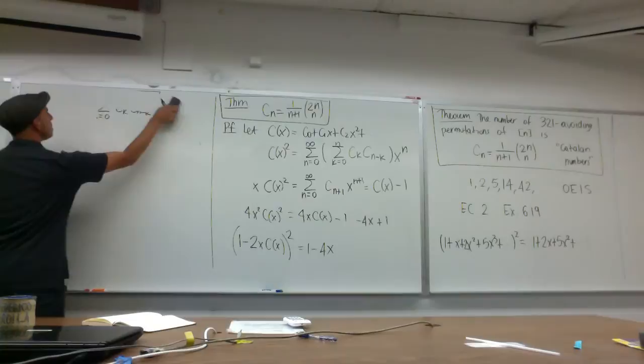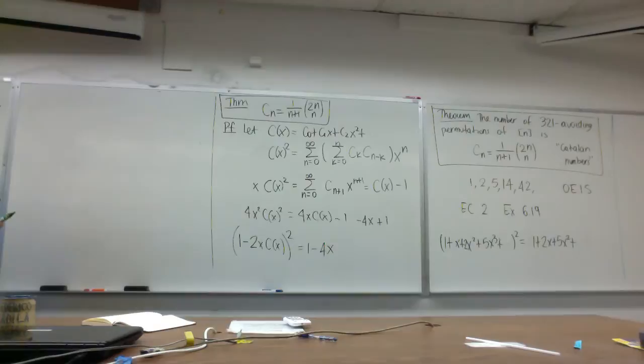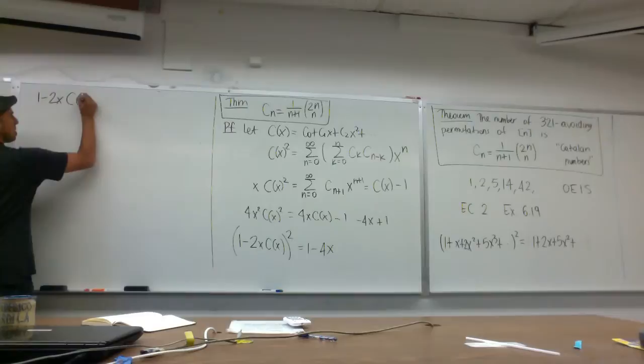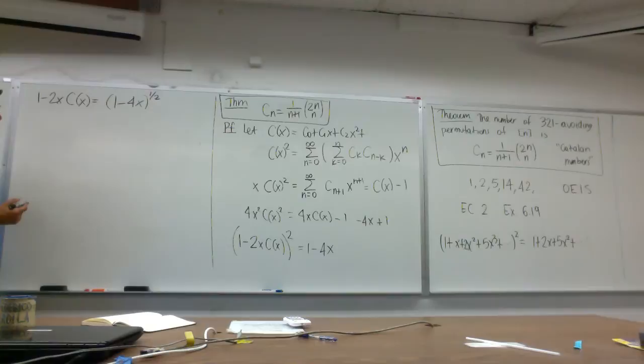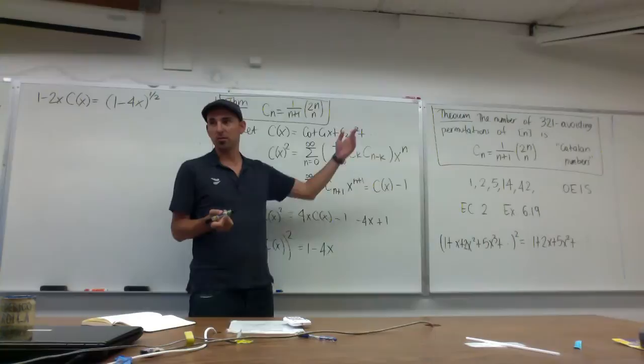Actually, this means that I can solve for C of x, right? What I get is that 1 minus 2x C of x is equal to the square root of 1 minus 4x, which is this. And that means that I found C of x, and now I just need to find the coefficients. And so I just need to tell you what are the coefficients of this thing.